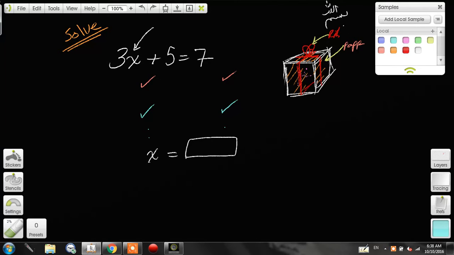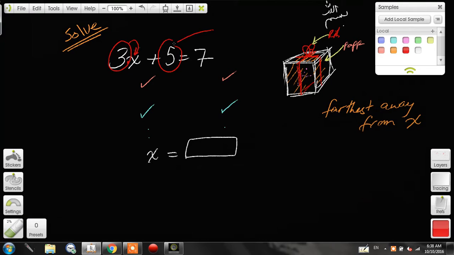So the same concept. When solving equations, you start with what's farthest away from the variable, in this case, from x. So in other words, if you want to solve this equation, you want to get rid of this 5 and this 3, right? The 3 is intimately associated with the x. It's right there, and the 5 is farther away. So the idea is this would be like the ribbon, and this would be like the paper. You get rid of the 5 first, and then you get rid of the 3 until you get x all by itself. Okay, so that's the idea.